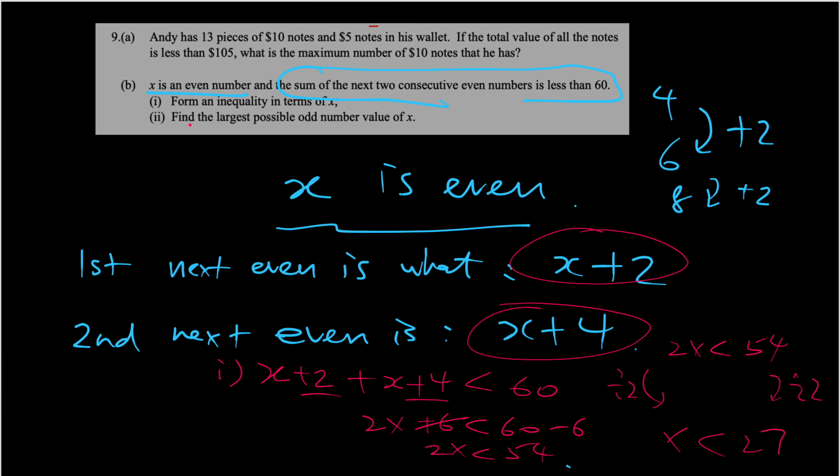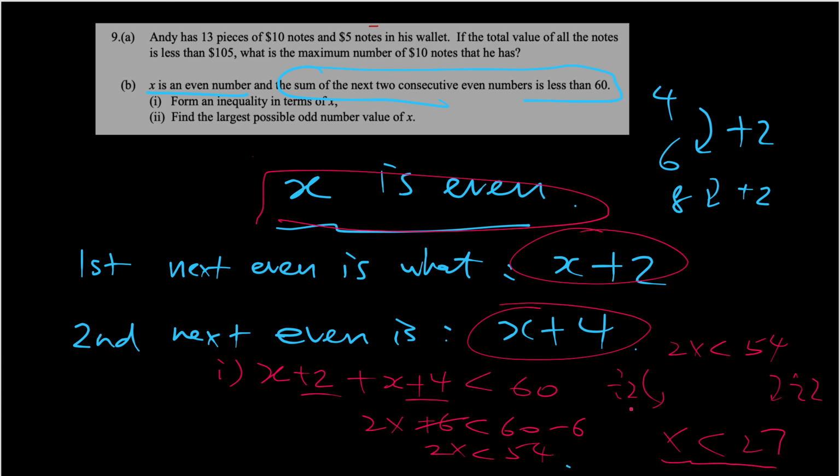Then they ask to find the largest possible odd number. They want an odd number. You see the funny thing, the odd number. So never mind. I want to find the largest even number first. Can it be 27? Because x is even. So what's the largest x you can get? x is smaller than 27. Then you ask yourself whether you can take 27 or not. x cannot take 27 because it's an odd number. No. Never mind. I want even number first.